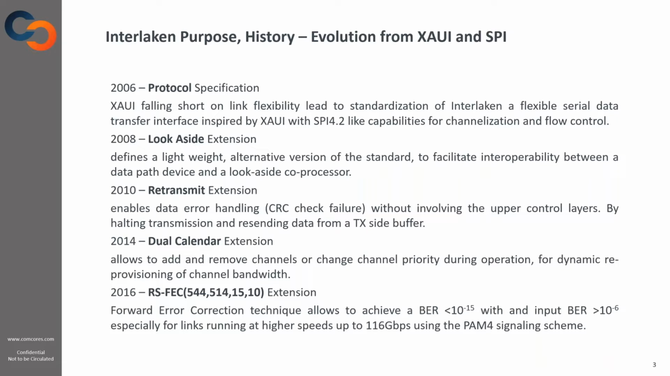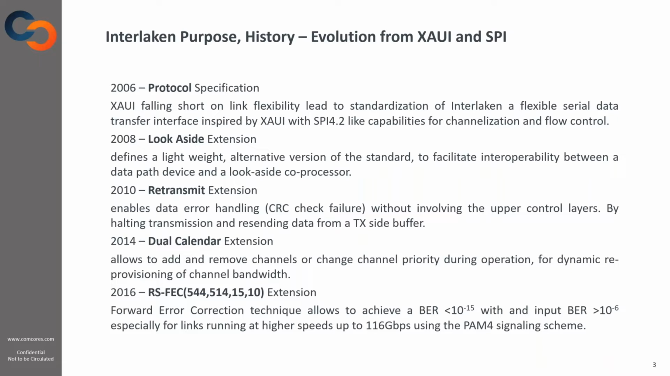So that was the base of the standard, and with years going by, the committee introduced extensions to the standard. The first one was actually the Look-Aside extension, which was basically a simpler version of the protocol. It didn't really provide as many channels, but the burst could be shorter and it was very good for talking to devices like a look-aside coprocessor, or sending short commands over the protocol. And Look-Aside is not really compatible with base Interlaken. You can think of it as a lightweight version of Interlaken.